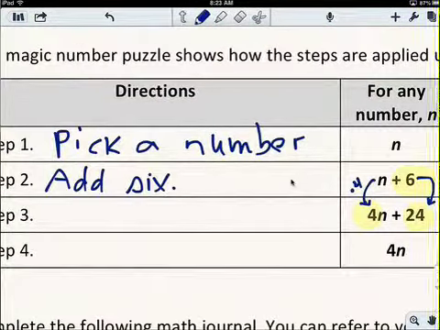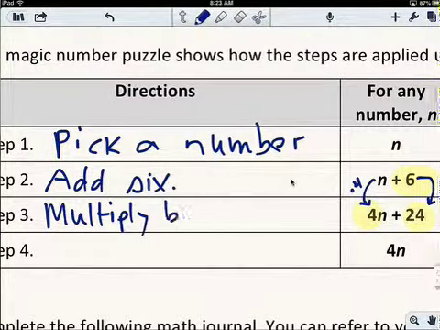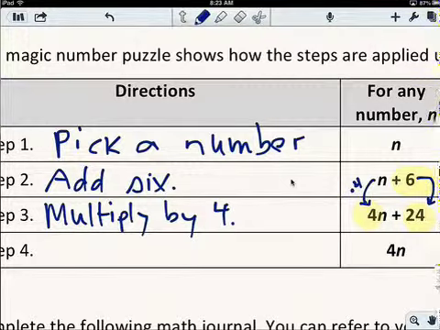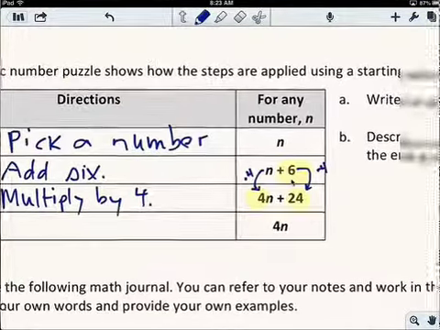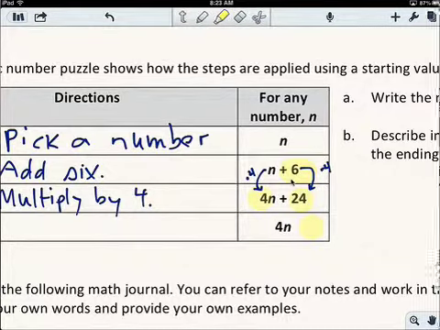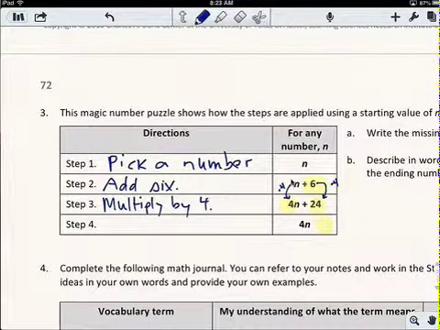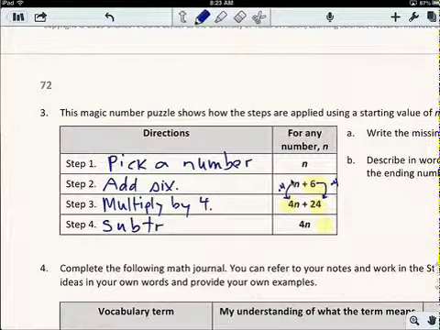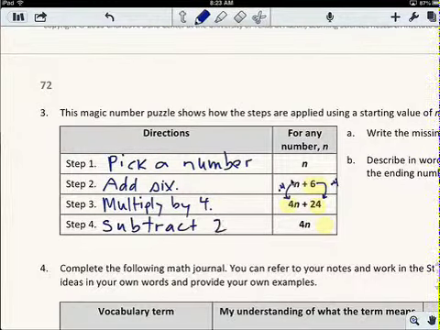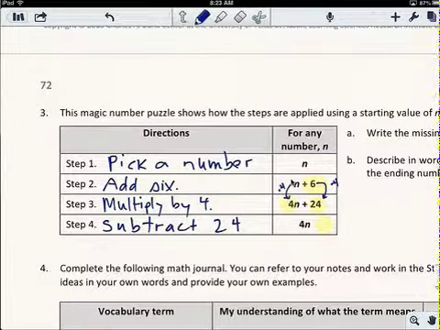And so this is multiply by 4. All right. And then I see that the thing that changed is actually something that is missing. So there isn't that 24 there anymore. So I'm going to say subtract 24. Because if you take 24 away from 24, you get nothing.